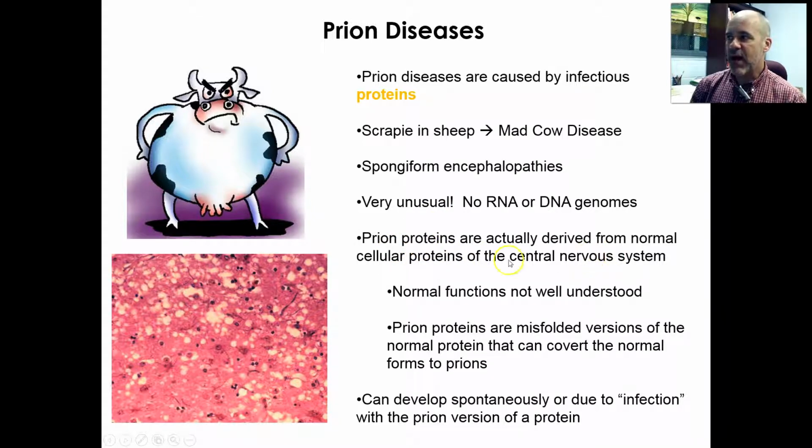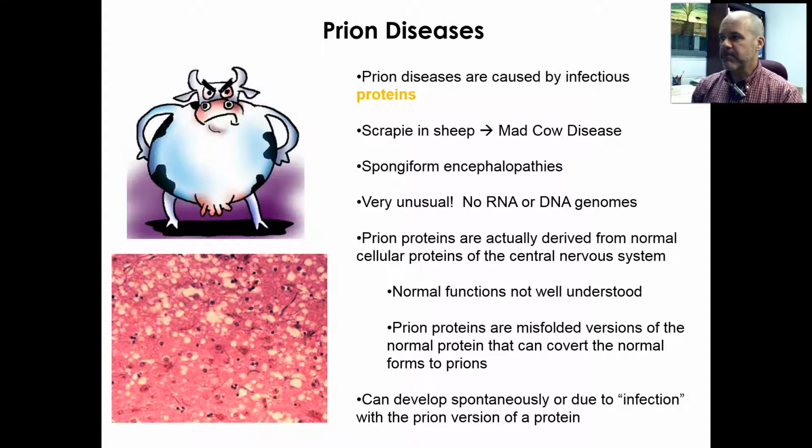So as it turns out, what are these prion proteins? They're actually derived from normal cellular proteins that exist in neurons in the central nervous system of mammals. Their normal functions, we still don't really know what they do. And the prion form is a mutated form. So it's a protein, so there's a gene that's coding for that protein. There's a mutation in the gene that causes the normal neuron protein to take on a misfolded form, and that's the prion.